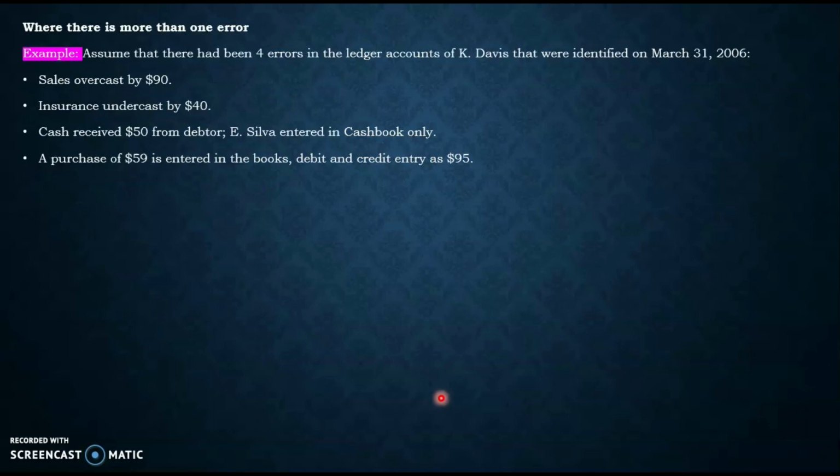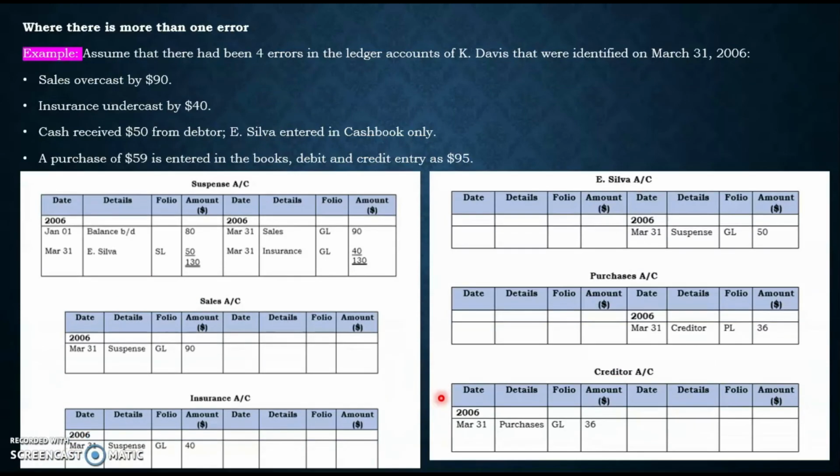So let's move on and see how we will actually fix this in the suspense account and other accounts. Only the first three would have affected suspense, as you could see, because overcast, undercast, and only one entry was made. So the additions were over here and under here and one entry. So we're going to put in that information. So sales being overcast, we debited it. So we have that entry. Insurance being undercast, we debited. Put that entry in the suspense.